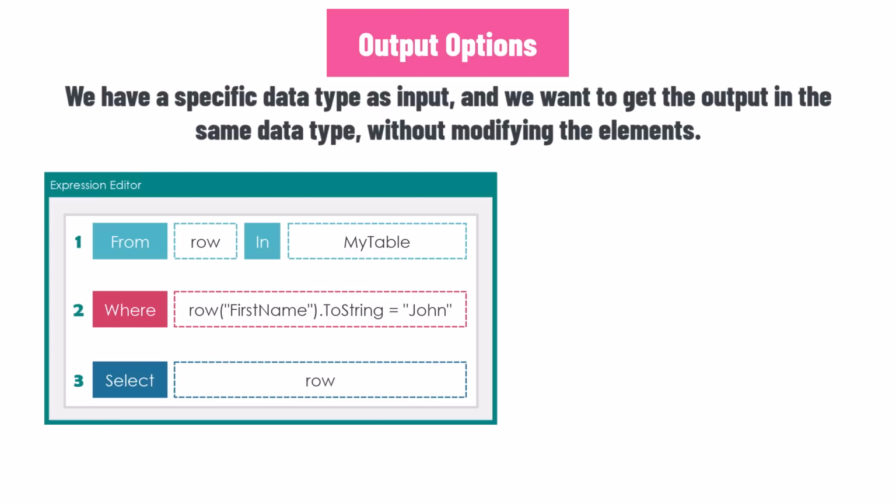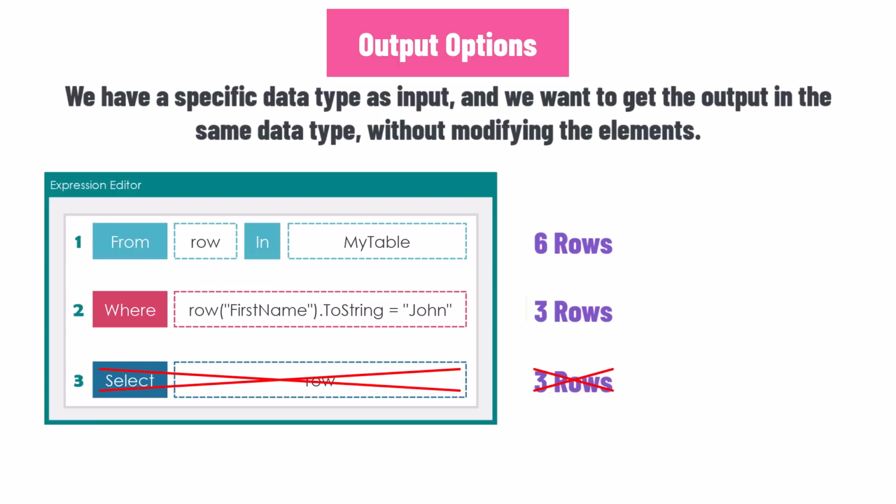I have these three clauses: from, where, select. In the from clause I have the input table, which contains 6 rows. In the where clause I filtered the table and got only the matched rows. So here I only have 3 rows. In the select clause I selected these 3 rows. If I don't have the select clause in this query, I will also get the 3 rows as output. So in this case, I don't really need to use the select clause.